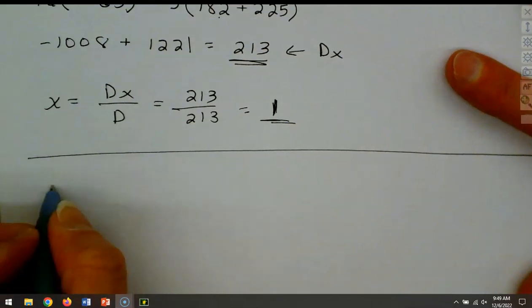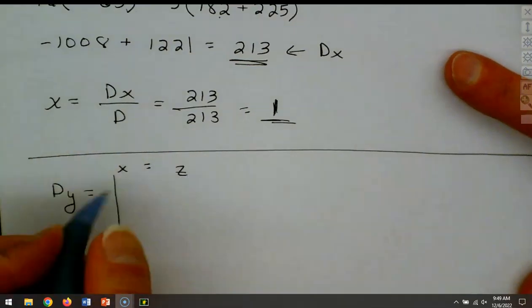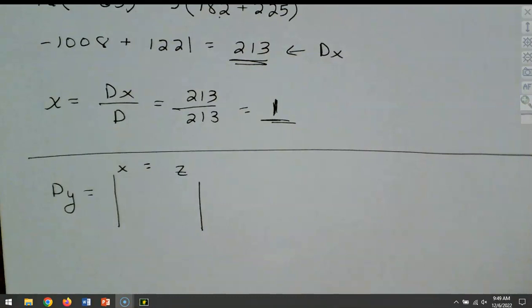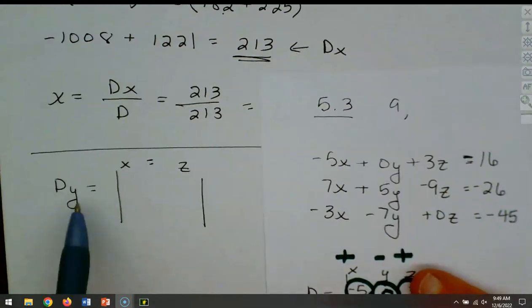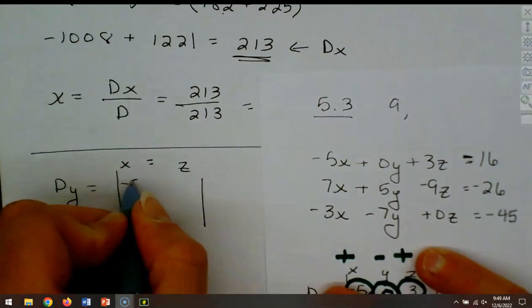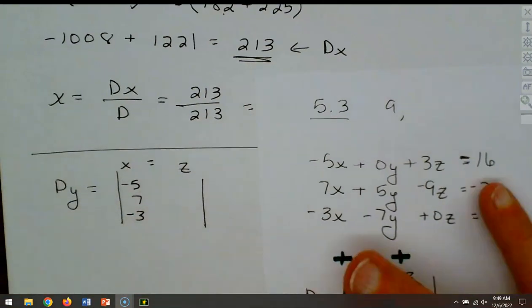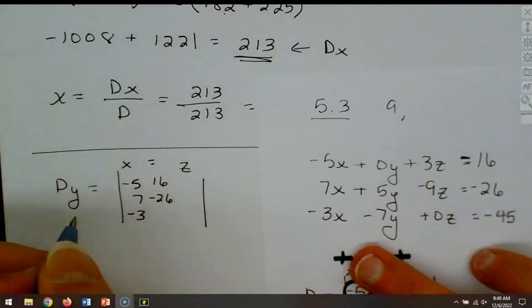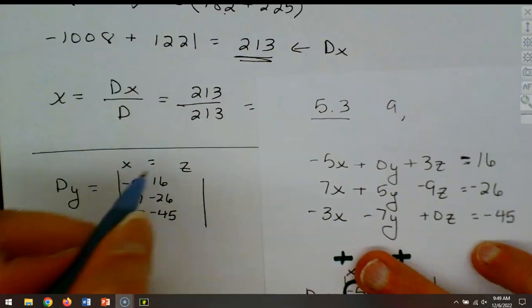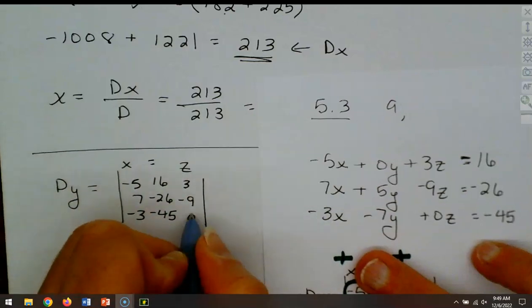Let's finish this one out. We still need to do dy. And dy is the x, the equals, and the z. So let's go ahead and fill out dy. Remember, we replace the y column with the equals column. So we've got minus 5, 7, and a minus 3 for the x. The y gets replaced with the equals, which is 16, minus 26, and minus 45. And then we've got z, which is 3, minus 9, and 0.